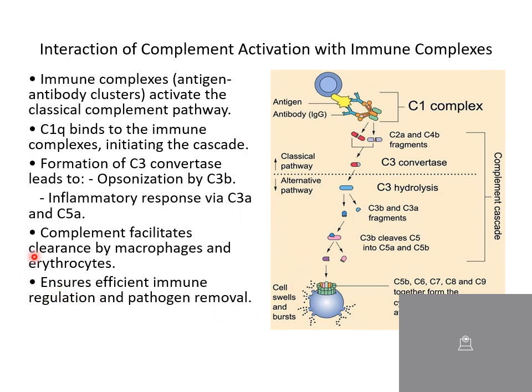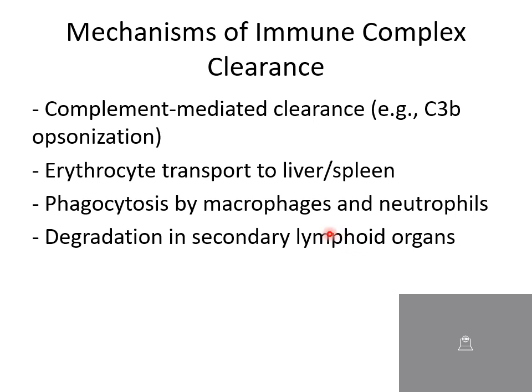Still, it will ensure efficient immune regulation and pathogen removal. We are going to see different mechanisms of clearing immune complexes from the immune system. The first mechanism is complement-mediated clearance, which is opsonization, done with the help of C3b, thereby enhancing phagocytosis of the pathogen.